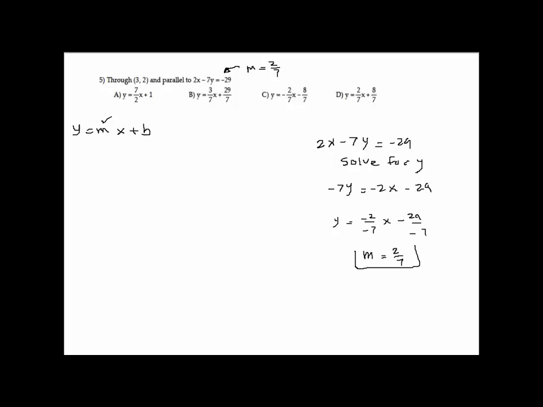If the slope of my reference line is 2 over 7, what would be the slope of my line if they're parallel? If two lines are parallel, what's the relationship between their slope? Same slope, yeah, very good. That would be the same. If they were perpendicular, what would be their slope?